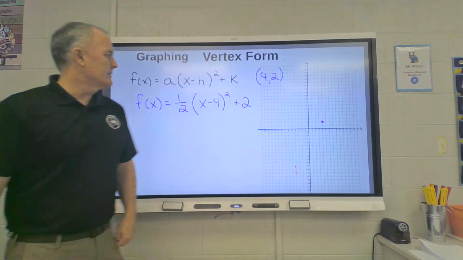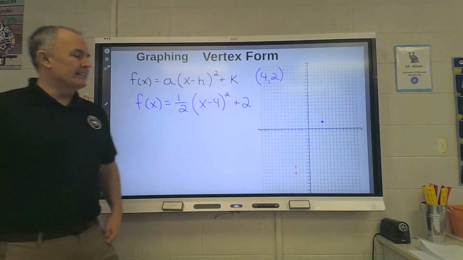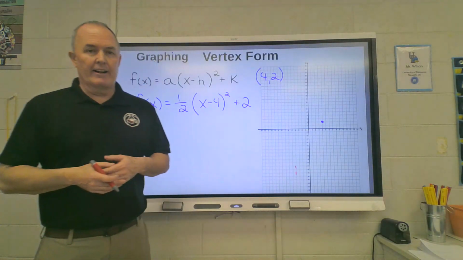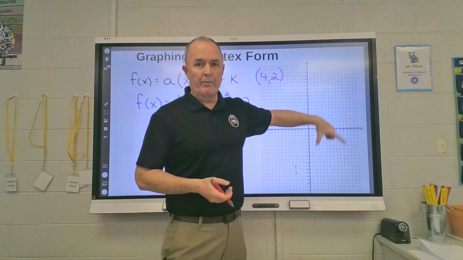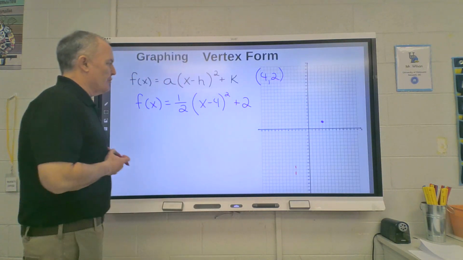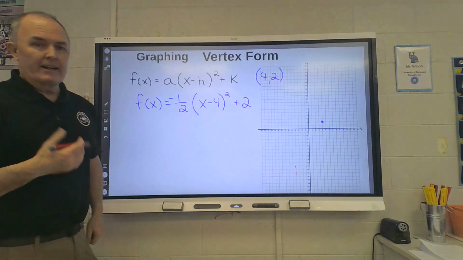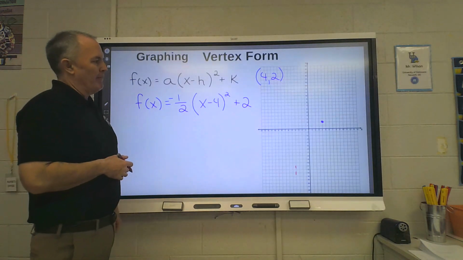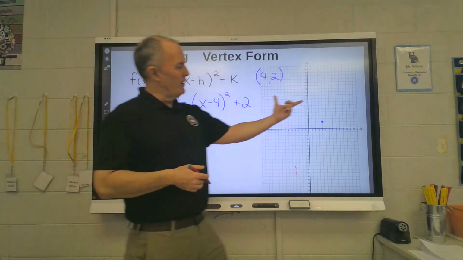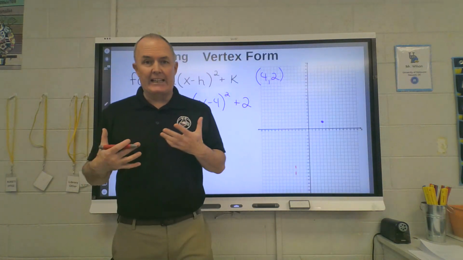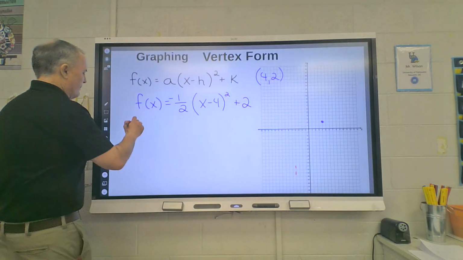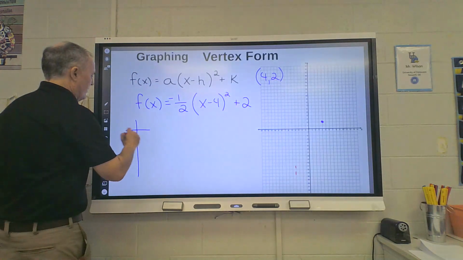All right, there's my vertex. Tell you what, let's make this a negative, because a negative is also going to flip your parabola upside down. Doesn't change too much, but let's make it a negative for the sake of a better example. I have my point, and I know my parabola is going to be upside down, but I'm going to do everything exactly the same. So I need my other points on the graph.